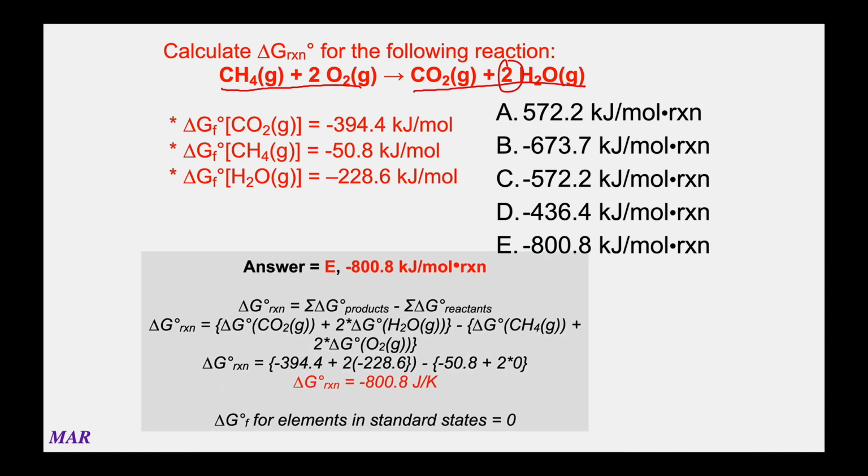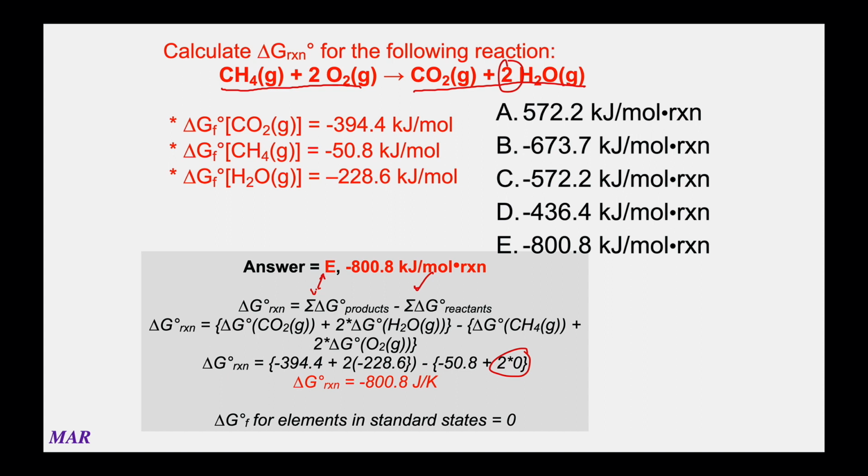Here's the same kind of thing. Delta G of the reaction equals the sum of the delta G's that are products minus the delta G's that are reactants. And again, you can see down here that oxygen is 0, so that's why it was not there. It's a good learning moment.